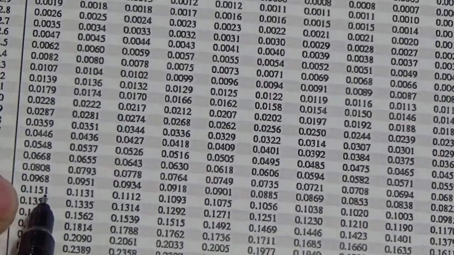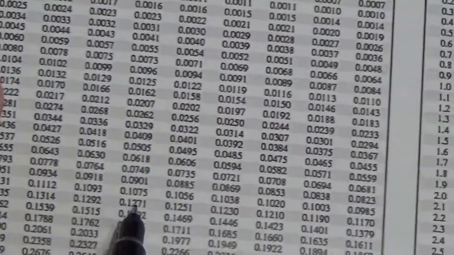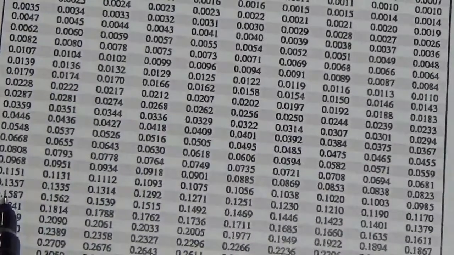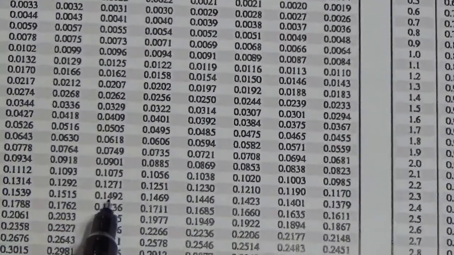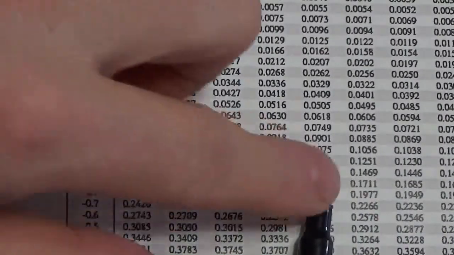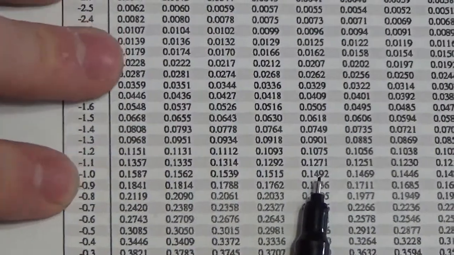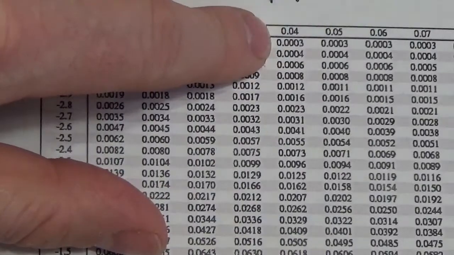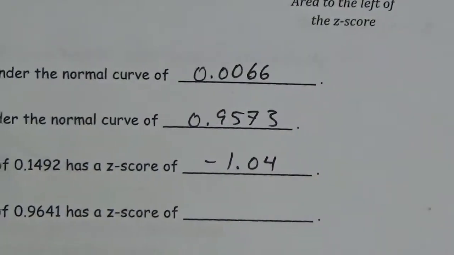Here's 0.1151, so there's 11%, 13%. Now I see 15% right there, so it's probably one row up. And I keep looking here. Oh, it's going down here. So 0.1587. And there it is right there, 0.1492. Okay, and I got to keep my eye on that. Drawing straight across here, that looks like negative 1.0, and then going up 4. So negative 1.04. So I come back here. It has a z-score of negative 1.04.